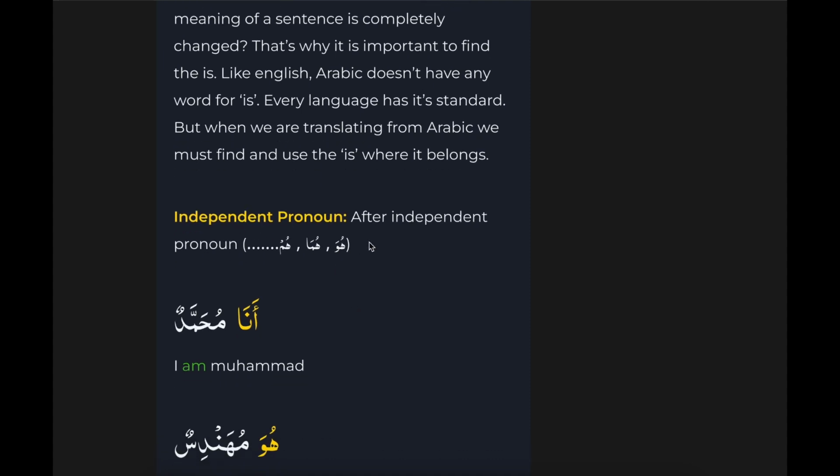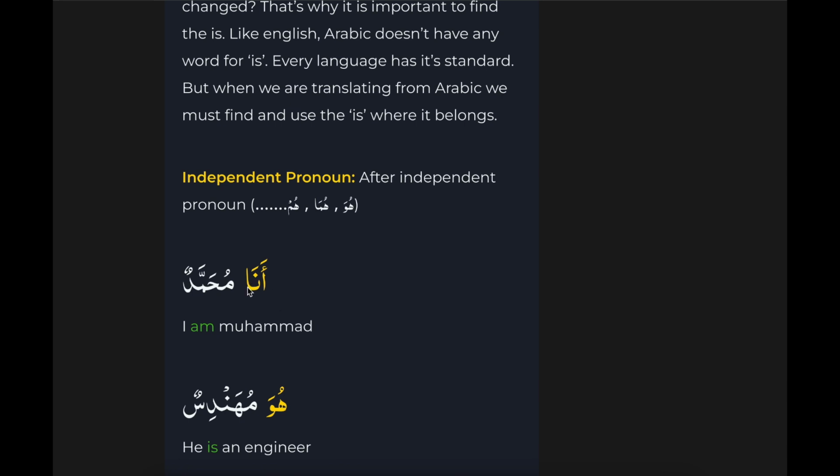Independent pronouns. If you see independent pronouns like huwa, huma, hum, hiya, huma, hunna, anta, antuma, antum, anti, antuma, antunna, ana, nahnu, then after that independent pronoun, there is going to be is, are, or am. Okay. I'm not talking about attached pronouns. I'm not talking about ha or hu, ka. I'm not talking about those independent pronouns.